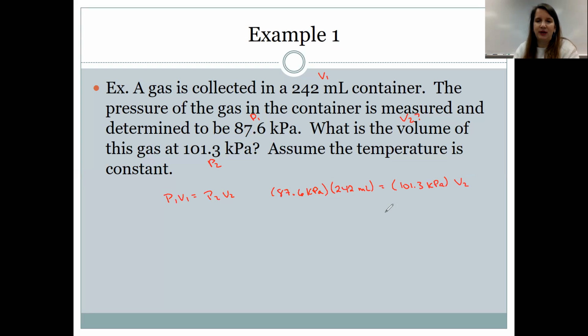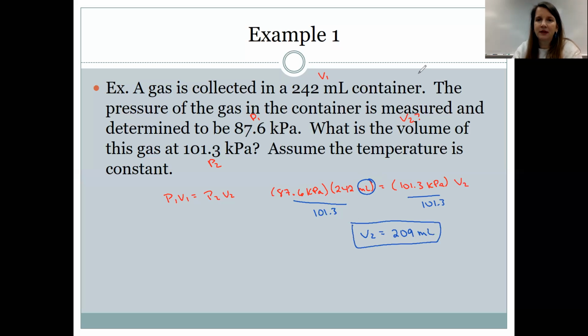In order to get V2 by itself, we're going to divide both sides by 101.3 kPa. So we have 87.6 times 242 divided by 101.3. When we're multiplying and dividing, our sig figs are based on whichever number has the fewest sig figs, so we'll have 3 sig figs for our answer. Our answer is 209 milliliters. It's milliliters because we're looking for volume, and the volume on the left side was in milliliters.